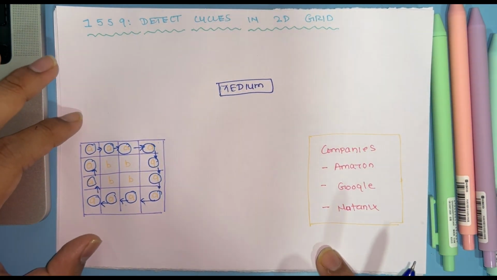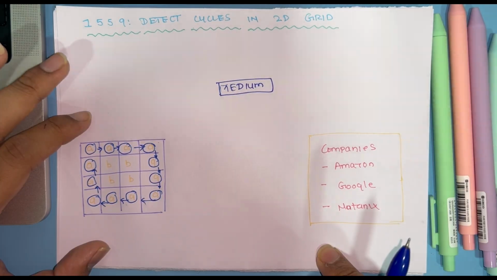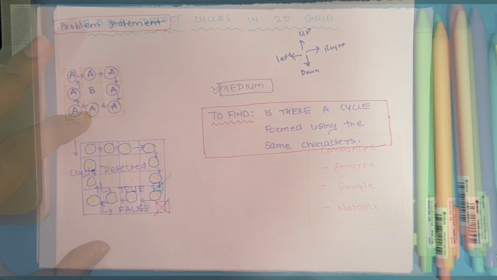So today's LeetCode problem is 1559, detect cycle in a 2D graph. It has been marked medium on LeetCode. Let's go through the problem statement.